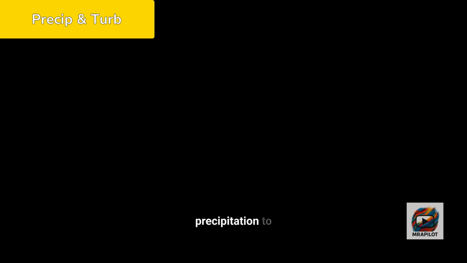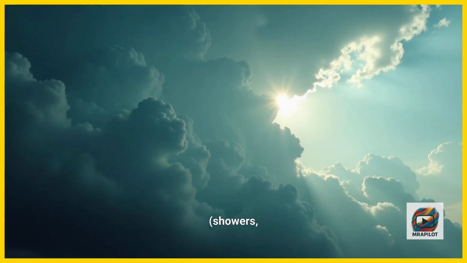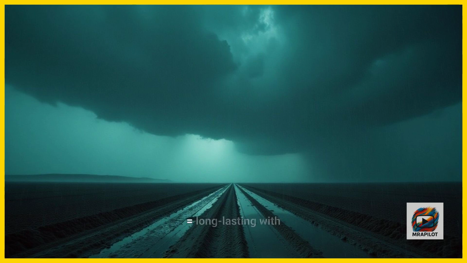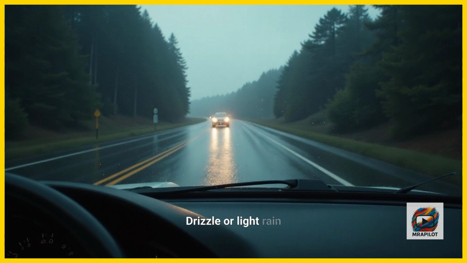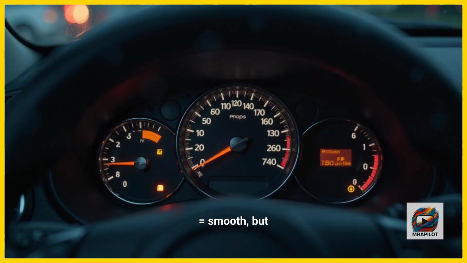Finally, let's link precipitation to turbulence. Convective precipitation, showers, CBs, equals vertical motion and rough ride. Frontal precipitation equals long-lasting with possible shear. Drizzle or light rain equals smooth, but visibility reduction. Always anticipate a performance change when entering precipitation.